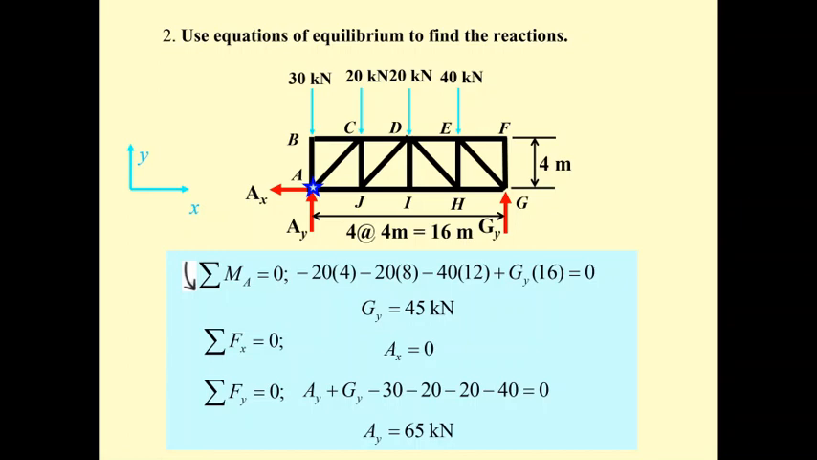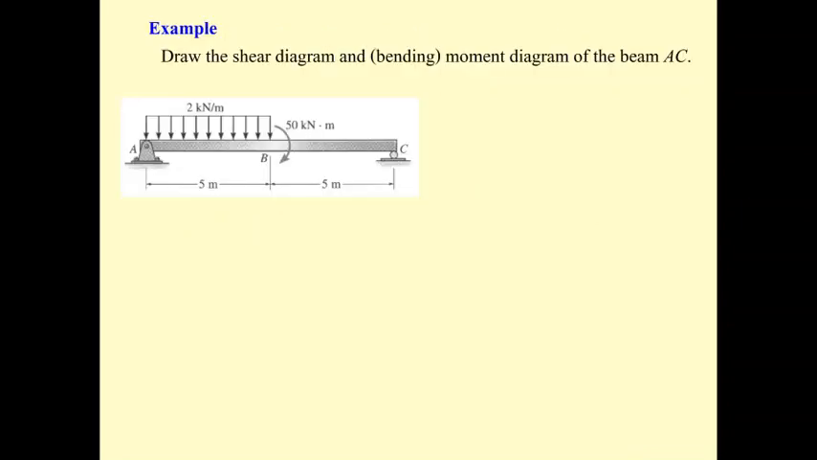Does this make sense? Yes, it makes sense. A sub y is larger than G sub y because most of the forces are on the left hand side. You should have checked by using this kind of sense. Most of the forces are near A, so A sub y is larger than G sub y. Okay, we go to the next example of the beam.